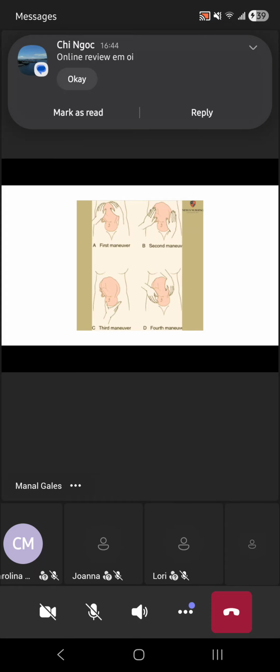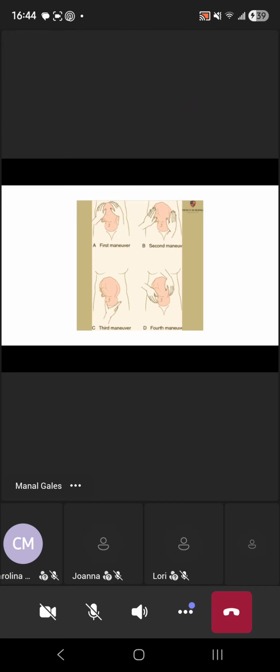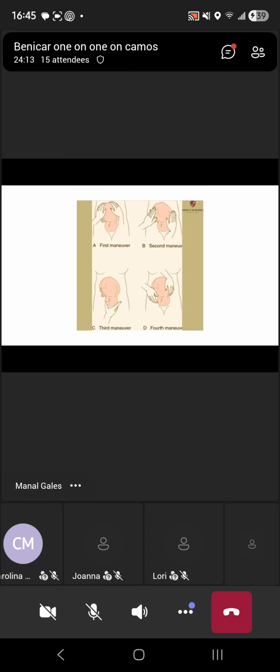Okay, and they also do another movement to feel where the back is. Look at the back, guys. The back is always toward the occiput. Okay, so I will give you an example here.